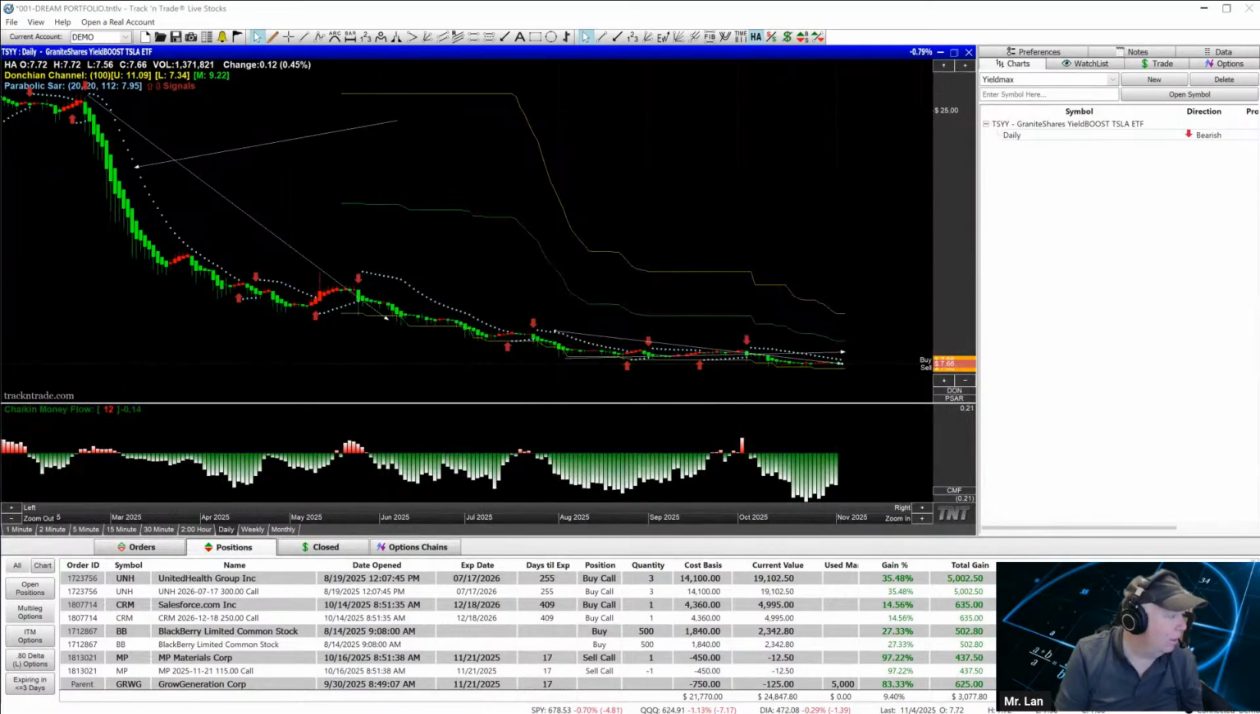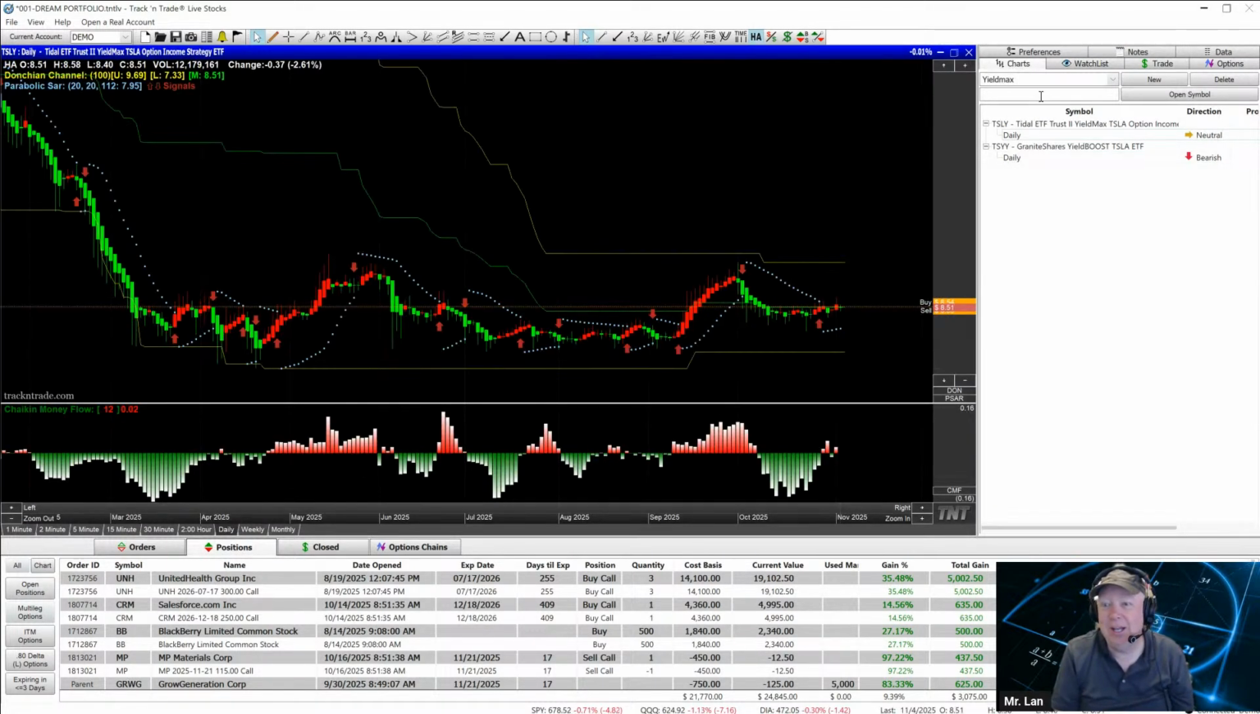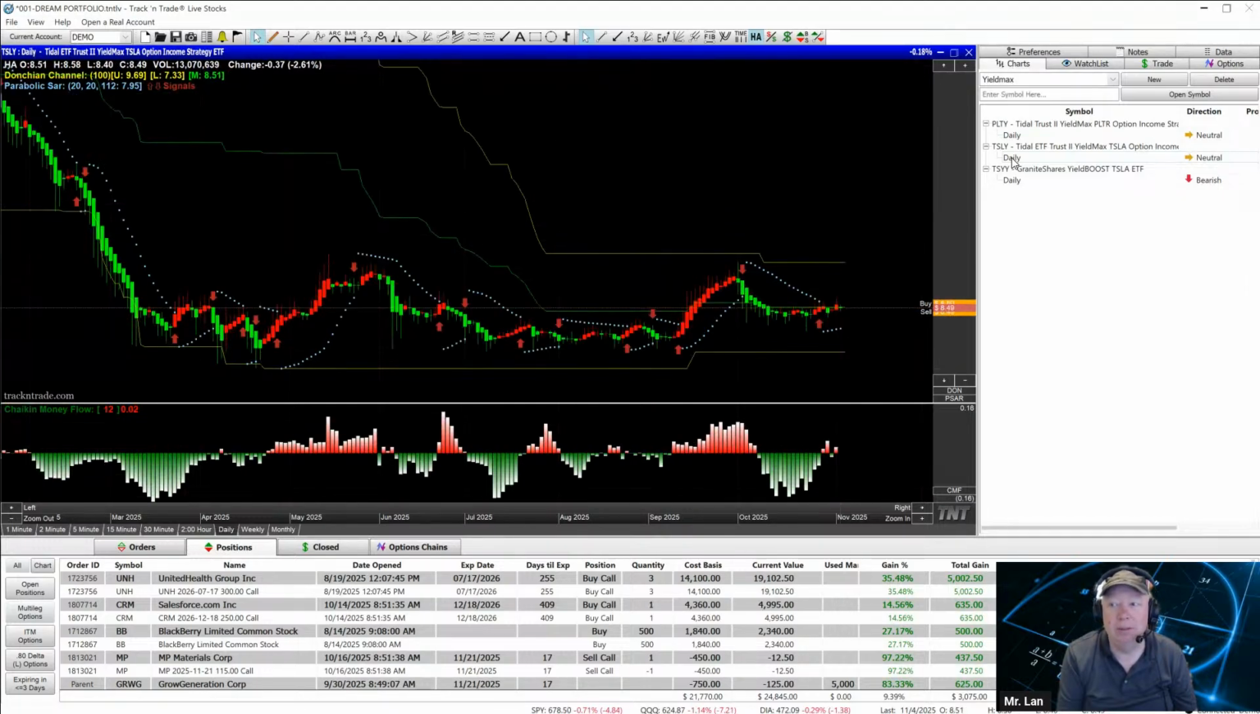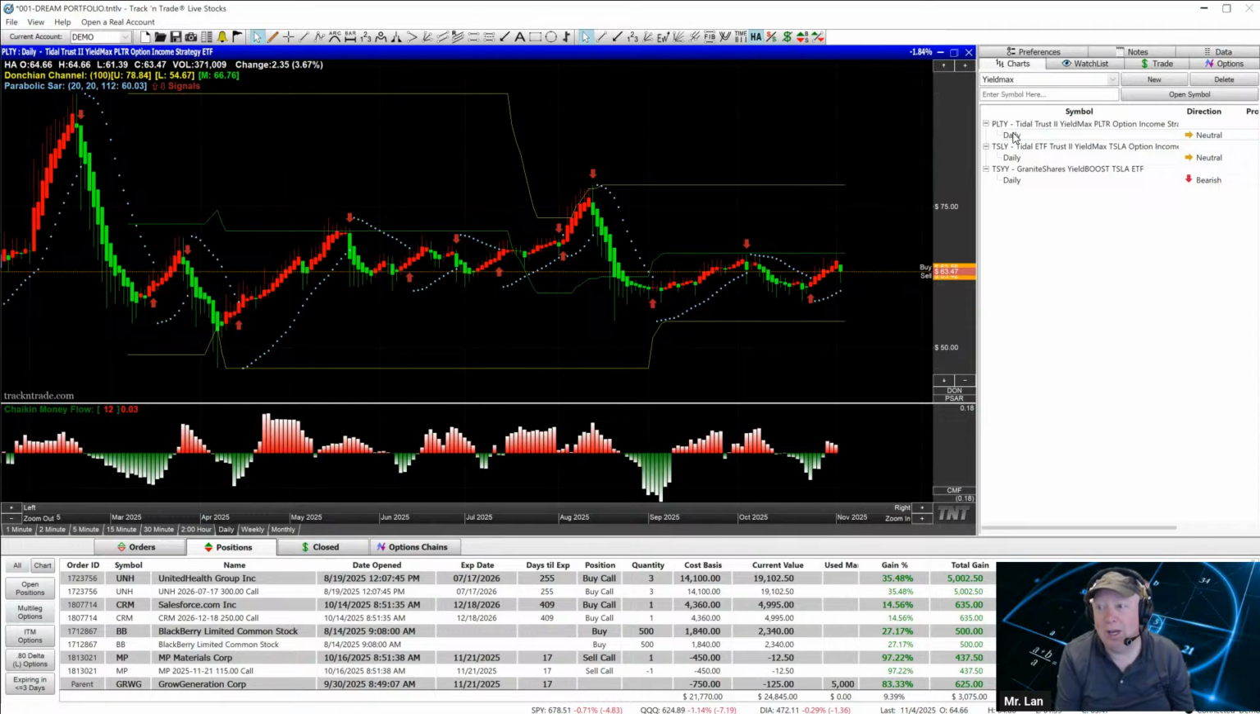Now, the license plate on my car is TSLY. Did you know the license plate on my car? The other license plate on my other car is PLTY. I actually ordered TSLY for the license plate on my Tesla. It just hasn't arrived yet. I'm waiting for it to show up. But on my little Audi, it's PLTY. So I've got that one. That was pretty cool. PLTY is a pretty cool license plate. That's where I'm making all my money.